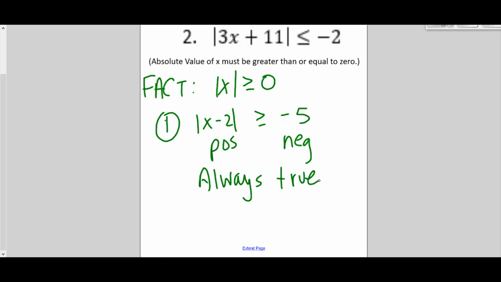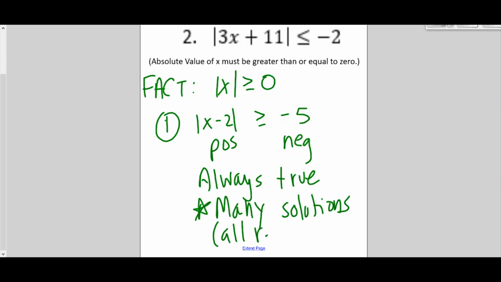So I'm going to say that there are many solutions. Or you could say all real numbers. So there's infinitely many solutions to that first one.